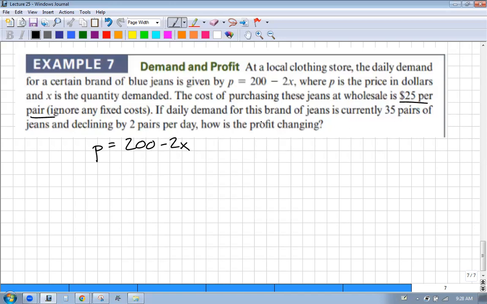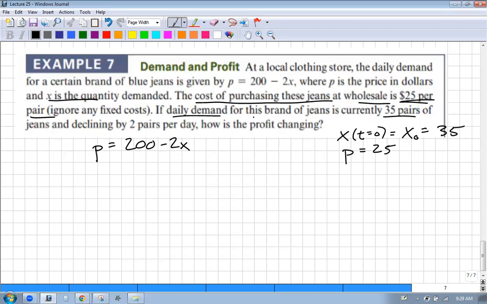If daily demand, so this is X, for this brand of jeans is currently 35 pairs of jeans. So X at time 0, which often is written X sub 0 or X naught, is 35, okay? And the cost of purchasing these jeans at wholesale, I think that would be price, P. So we'll say P is 25, right?